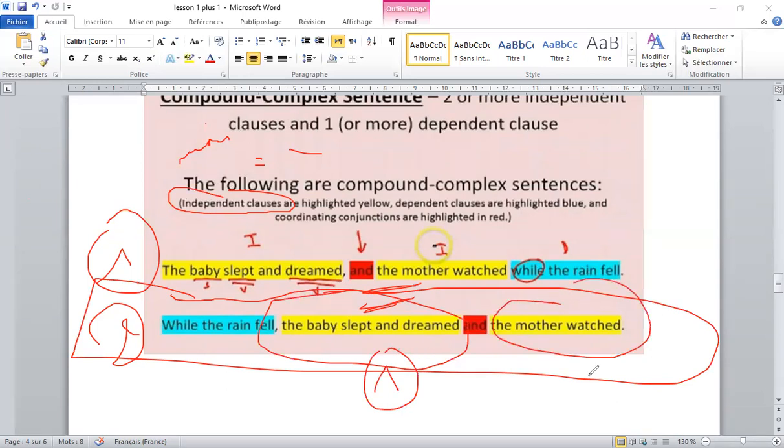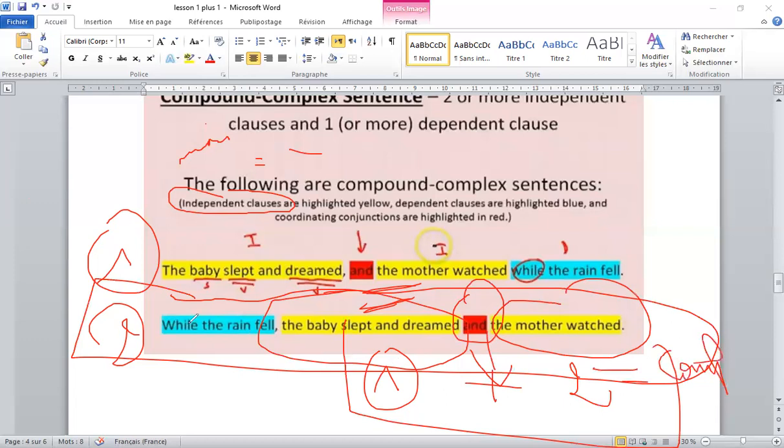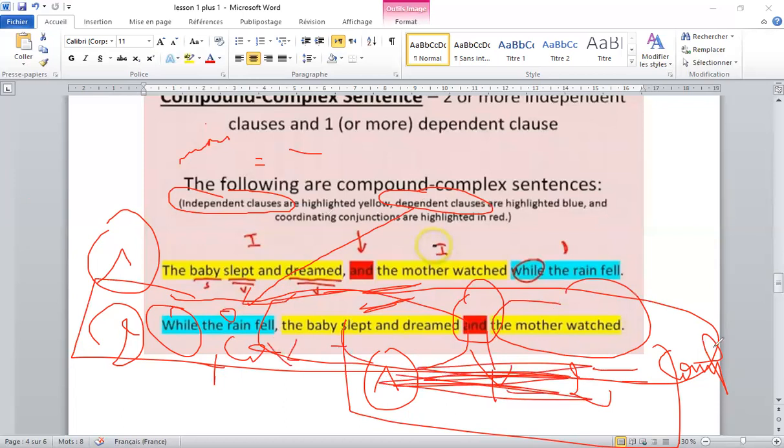The mother watched, independent clause number 2. So number 1 plus number 2 with a connective, it means compound. Then we have while plus dependent or subordinate, it means complex. So complex plus compound. If we drop 1 plus 2, we say complex plus compound.